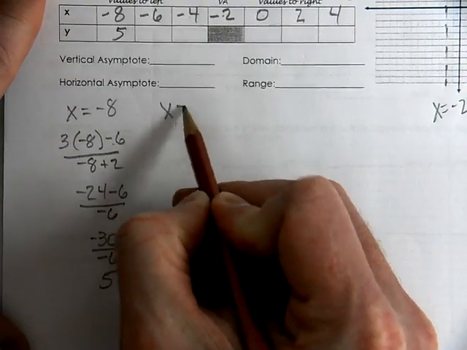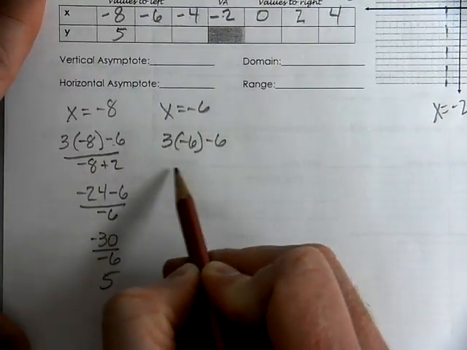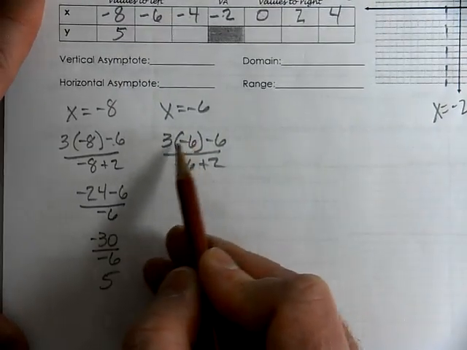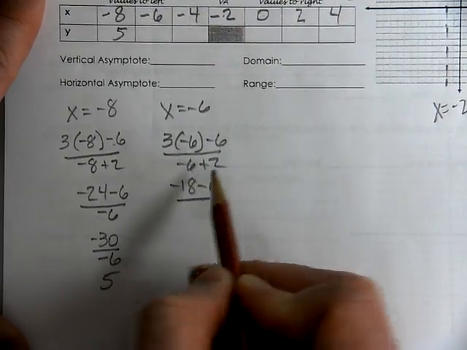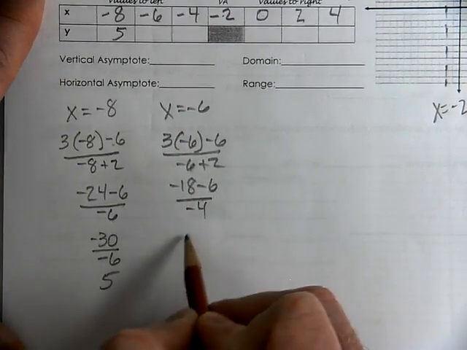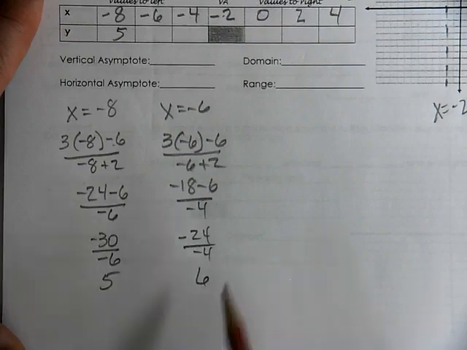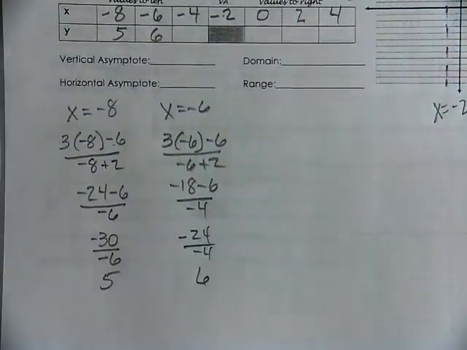Now we're going to work with negative 6. So it's 3 times negative 6 minus 6 over negative 6 plus 2. This first portion is negative 18 minus 6. And this bottom is negative 4. That's negative 24 over negative 4. That's a value of 6. If you get a fraction, you get a fraction. Not a big deal. We got nice whole numbers.